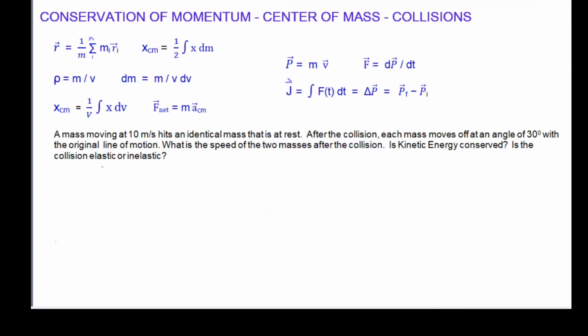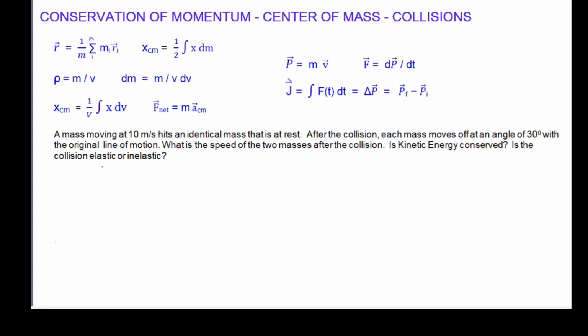Let's do one more collision problem. A mass moving at 10 meters per second hits an identical mass that is at rest. After the collision, each mass moves off at an angle of 30 degrees with the original line of motion. What is the speed of the two masses after the collision? Is kinetic energy conserved? Is the collision elastic or inelastic?